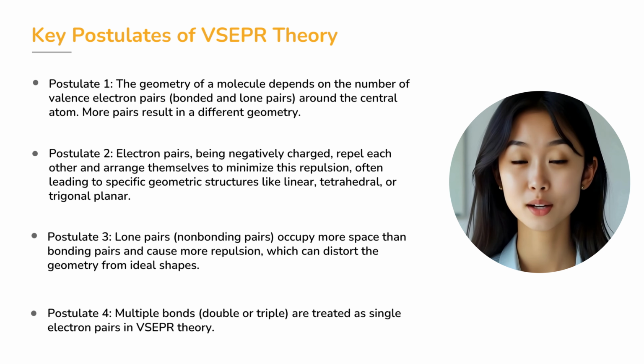And remember, multiple bonds, like double or triple bonds, act like single bonds in the VSEPR model, meaning they only count as one electron pair when determining the molecule's shape.